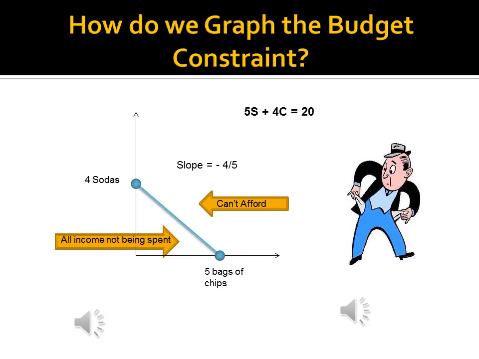If all the consumer's income is then spent on chips and none on sodas, the consumer can buy 20 over 4, or 5 bags of chips. This is represented by the point on the graph at 5,0 at the bottom. Because the equation for the budget constraint defines a straight line, the budget constraint can be drawn by just connecting the dots where we plotted them at this step.